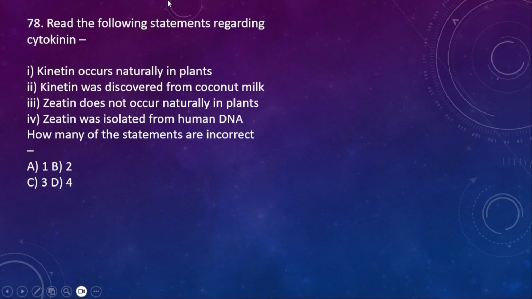78. Read the following statements regarding cytokinin. 1. Kinetin occurs naturally in plants. 2. Kinetin was discovered from coconut milk. 3. Zeatin doesn't occur naturally in plants. 4. Zeatin was isolated from human DNA. How many of these statements are incorrect? Incorrect, he is asking. All 4 are incorrect.